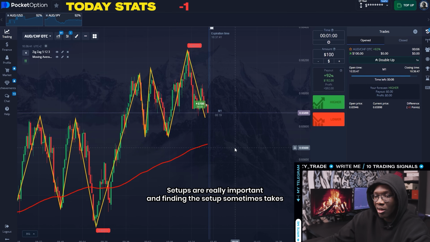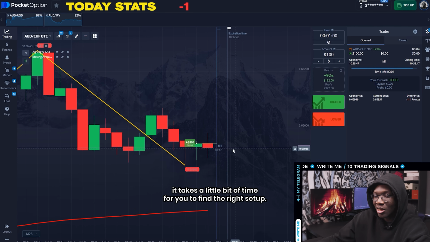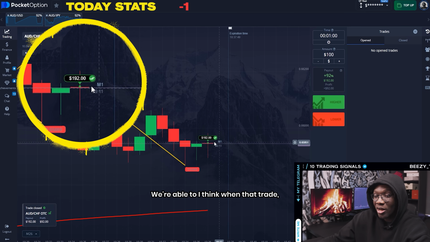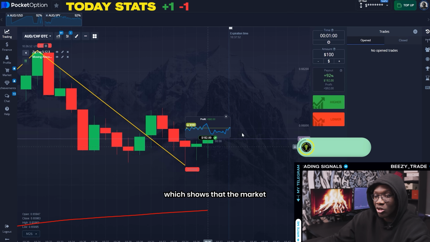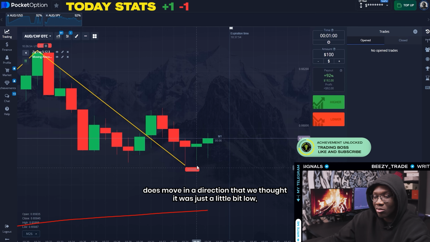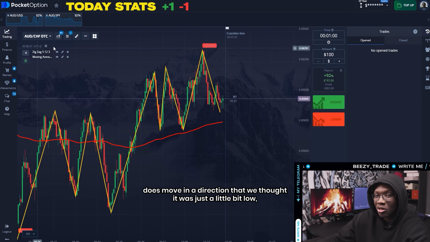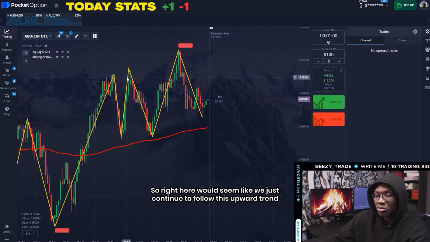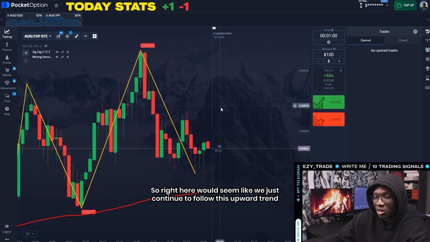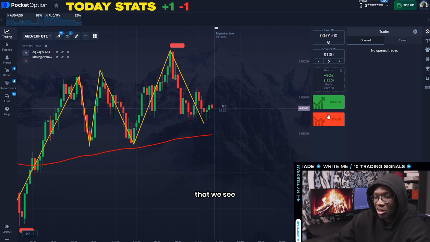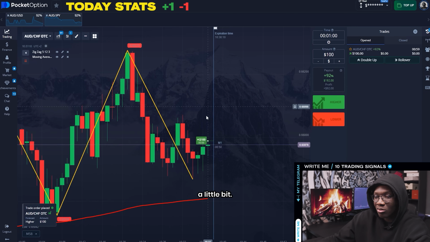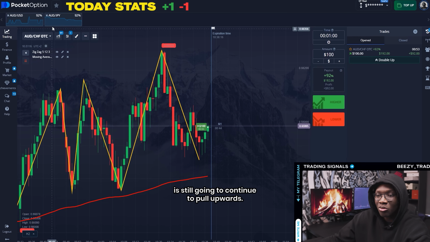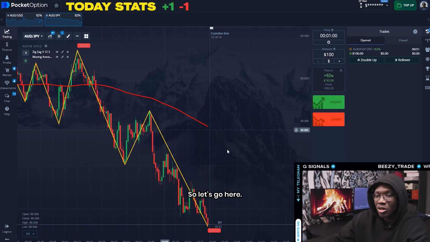Setups are really important, and finding the setup sometimes takes a little bit of time for you to find the right setup. But we're able to, I think, win that trade, which shows that the market does move in the direction that we thought, it was just a little bit lower. If we had entered a couple of seconds later, we would have confidently won that trade. So right here, it would seem like we just continue to follow this upward trend that we see. I'm very, very late on entering that upward trend, but I think that this market is still going to continue to pull upwards.